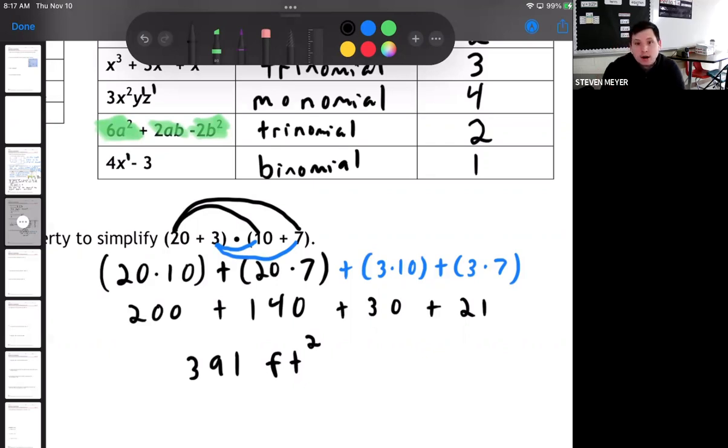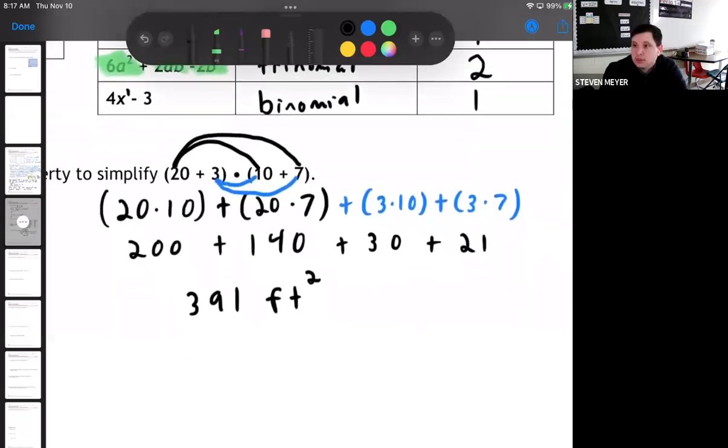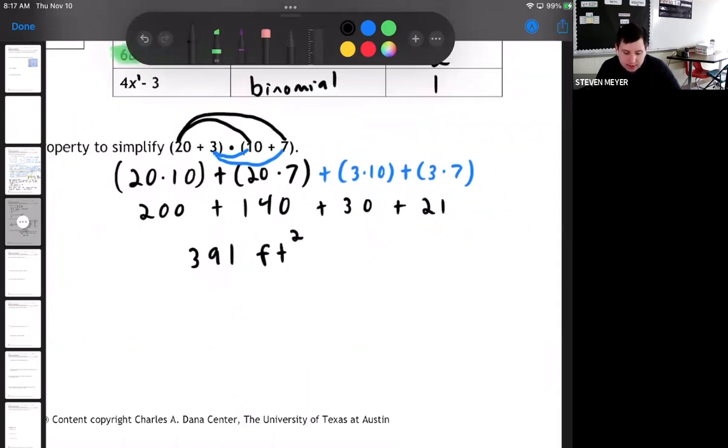So one way of multiplying a binomial times a binomial is by doing this double distribution. Distribution on top, then distribution on the bottom. So I'm multiplying the first term by both of the second terms, and multiplying the second term by both of the terms in the second binomial. There are other methods for solving this. One of those is to use the box method.